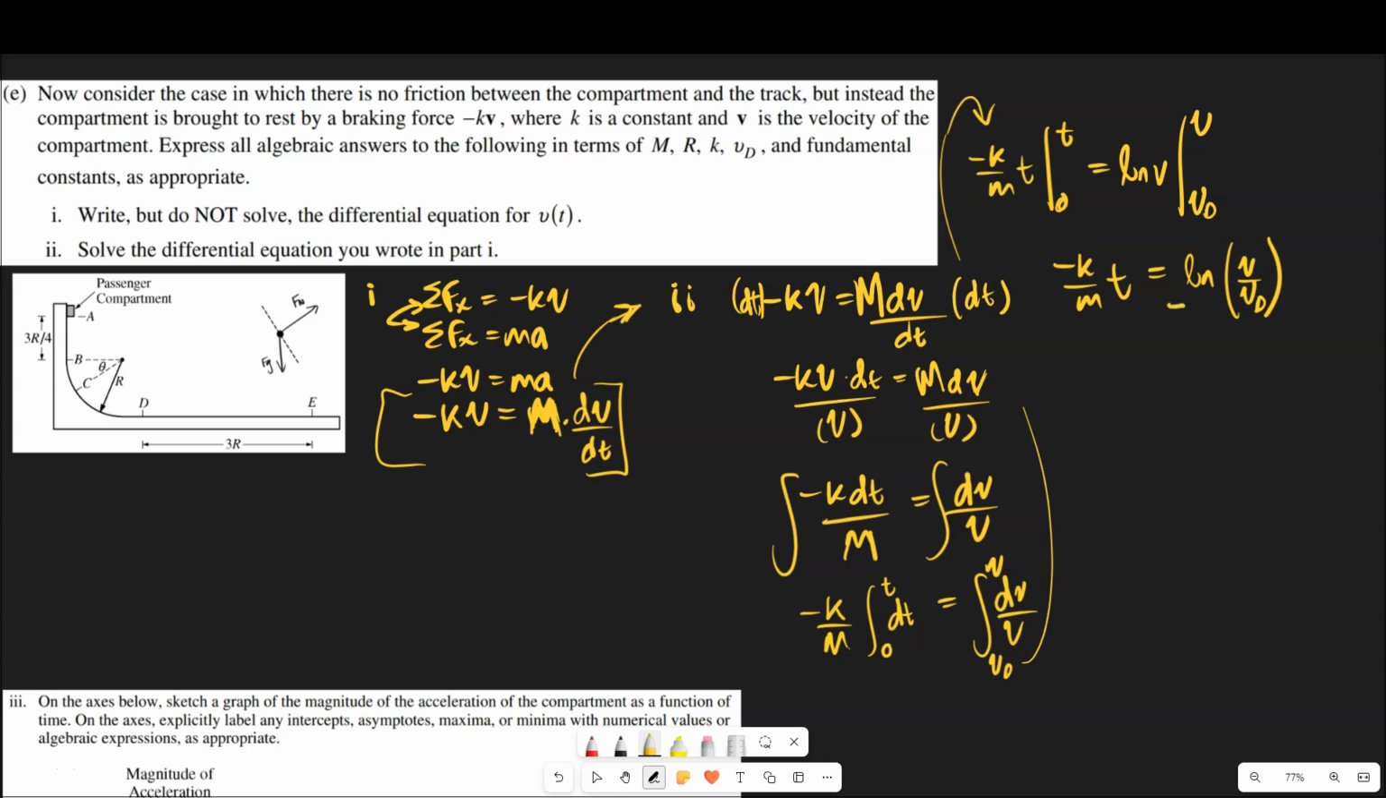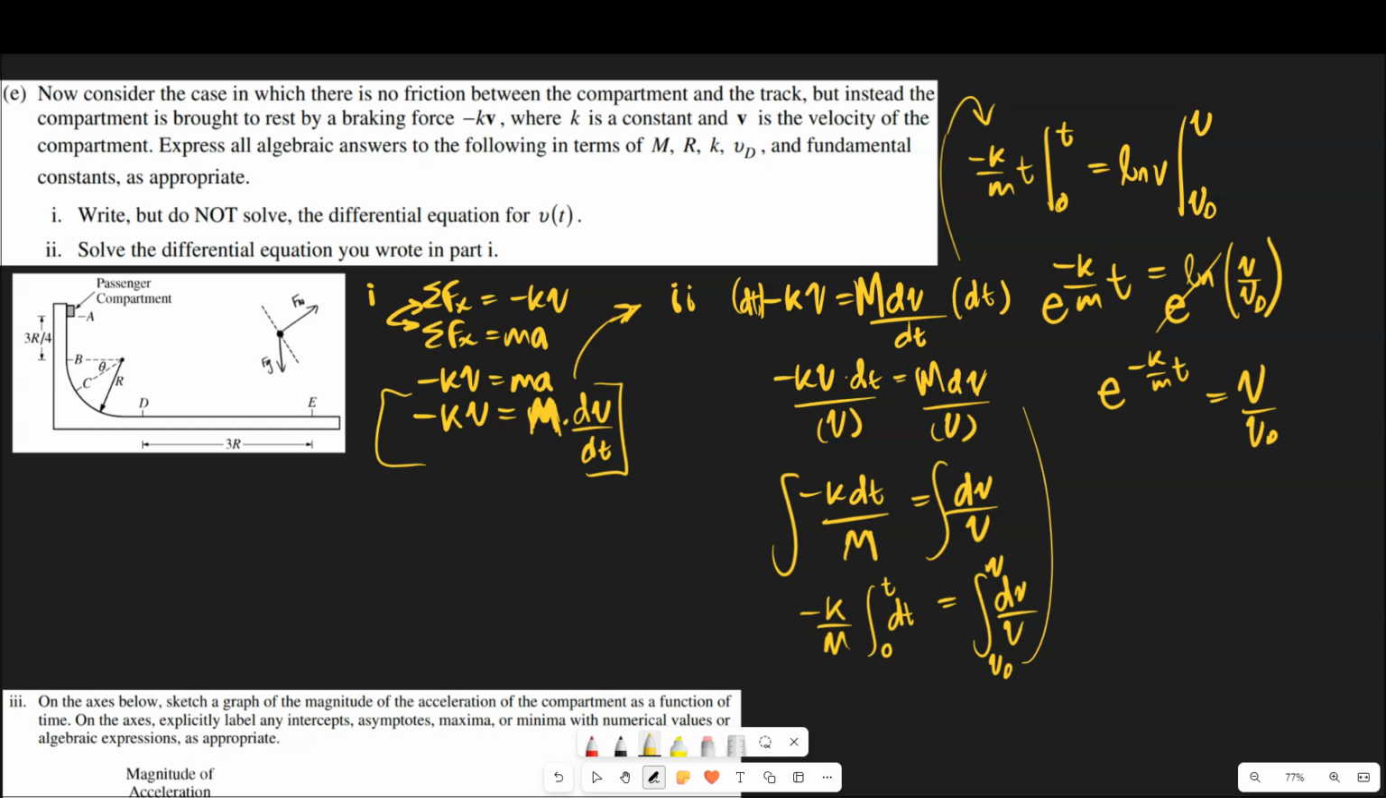To do that, effectively we're going to have e to this power. In other words, we're going to make this whole thing a power of e, so to speak. If we do that, that cancels out the natural log. You'll be left with e to the minus k over m times t power, and over here, you'll be left with v divided by vd.